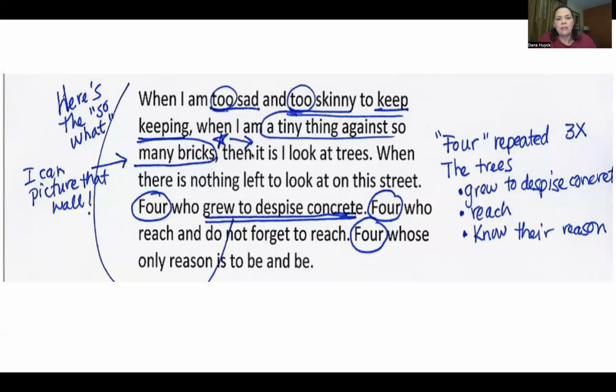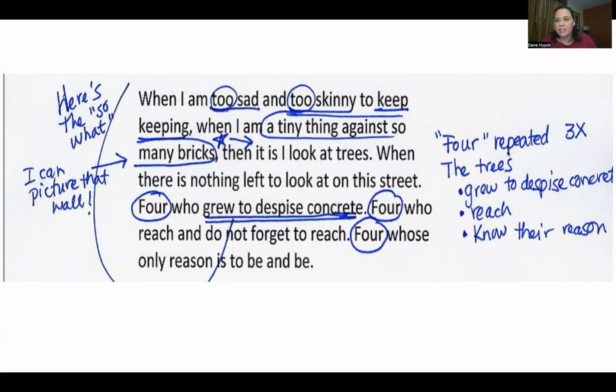And this right here is very powerful. Then it is I look at the trees. So when she feels like she's giving up, she's looking at the trees for strength. When there is nothing left to look at on this street, and again, here she goes again with repeating the four. Four who grew despite concrete. Four who reached and do not forget to reach. Four whose only reason is to be and be.